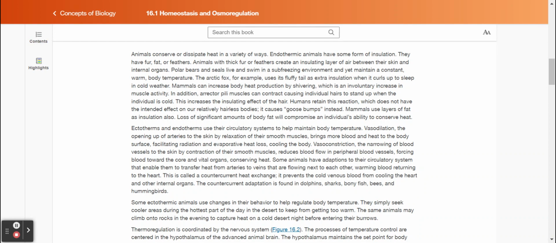Mammals can increase body heat production by shivering, which is an involuntary increase in muscle activity. In addition, erector pili muscles can contract, causing individual hairs to stand up when the individual is cold. This increases the insulating effect of the hair. Humans retain this reaction, which does not have the intended effect on our relatively hairless bodies. It causes goosebumps instead. Mammals use layers of fat as insulation also. Loss of significant amounts of body fat will compromise an individual's ability to conserve heat.